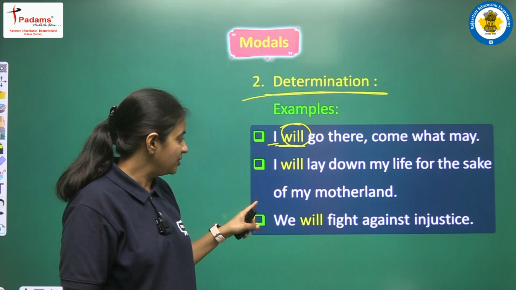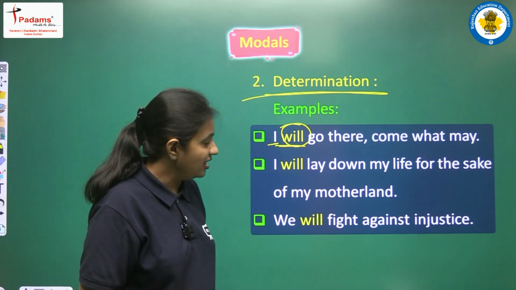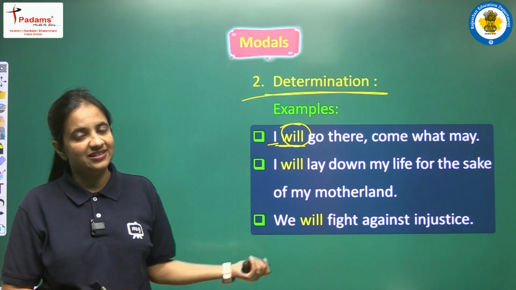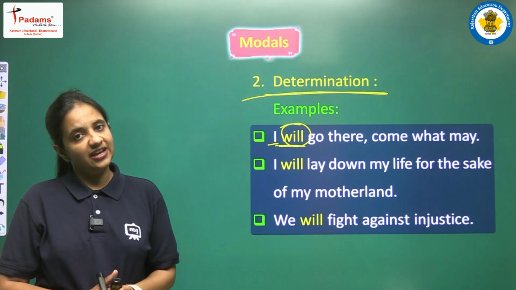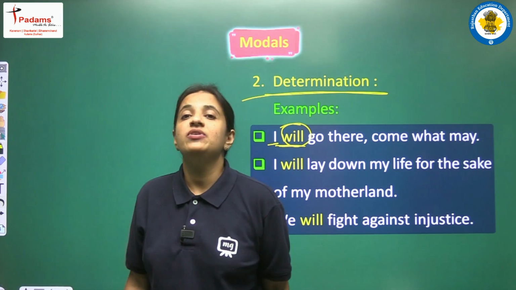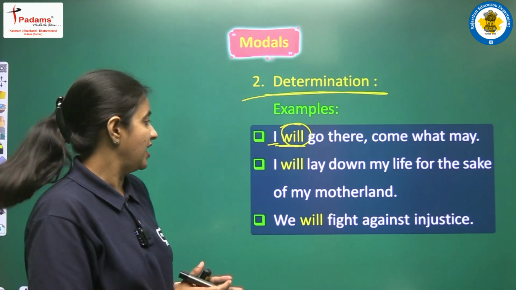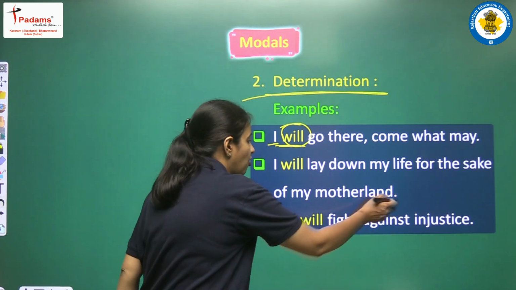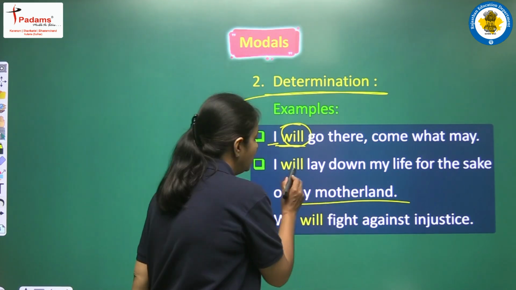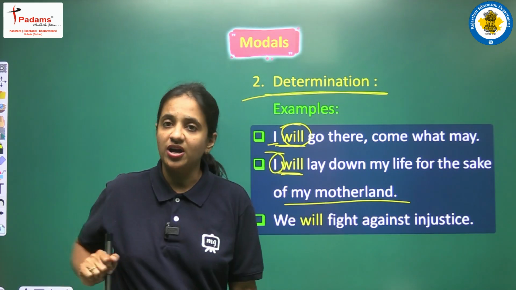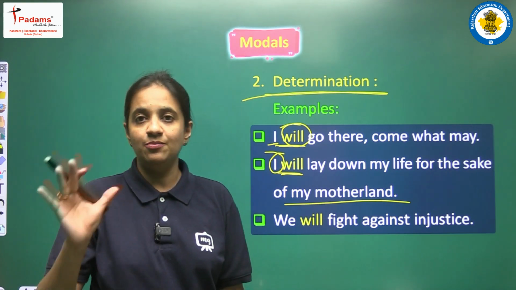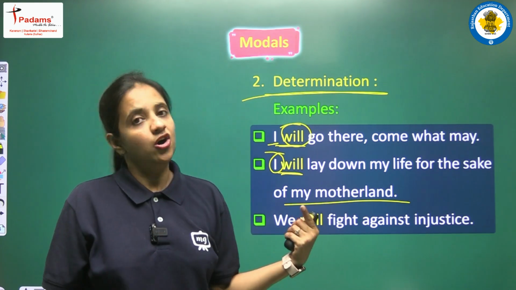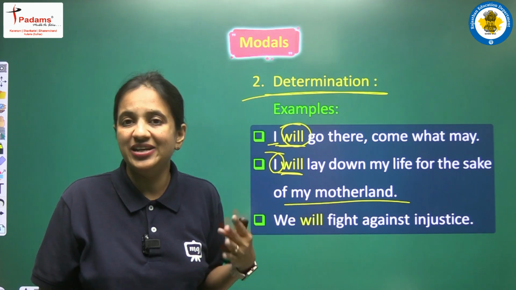Alright, next example: I will lay down my life for the sake of my motherland. Again, in this sentence it is very clear that we are showing our determination, our firm decision, and we are saying that I will lay down my life. Why? For the sake of my motherland. So again, will is used with the first person pronoun. So yes, it is used here as a modal, and with the help of this we are showing our firm faith, or we can say our firm determination.